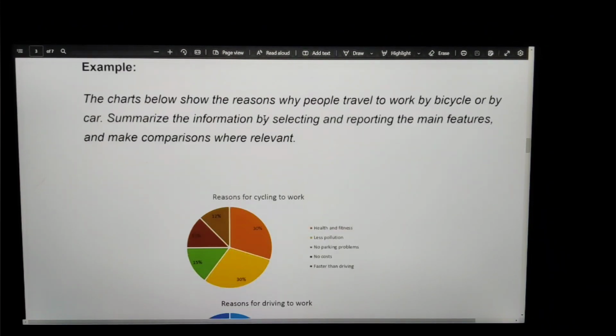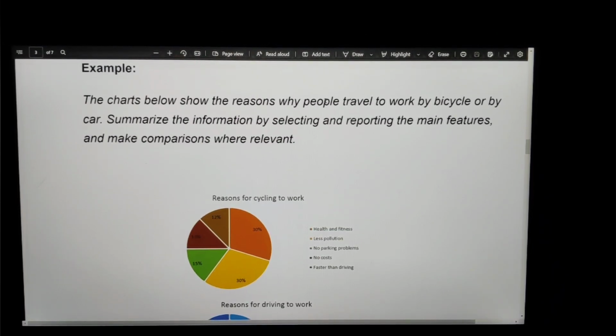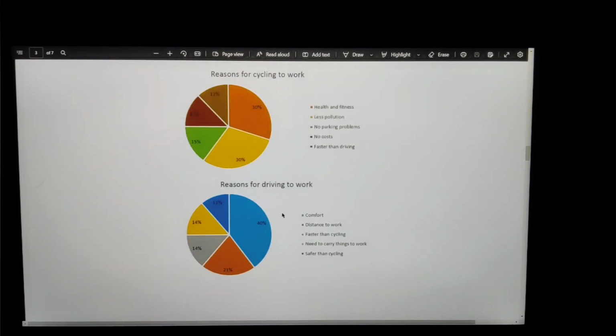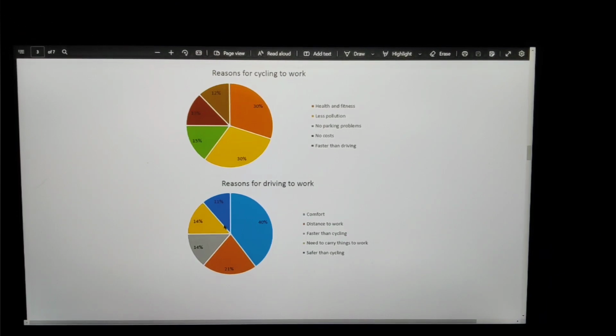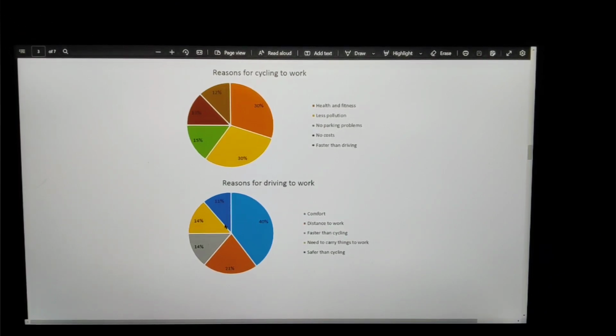An example of pie charts: this pie chart is given. The chart below shows the reasons why people travel to work by bicycle or car. Same, we'll have to summarize the graph, highlight the main features, and compare the two given charts. One thing to keep in mind is that if there are two charts given, in most cases we'll have to compare the charts. That will be the main basis of our writing task. So these are the references, these are the charts, and these are the reasons.